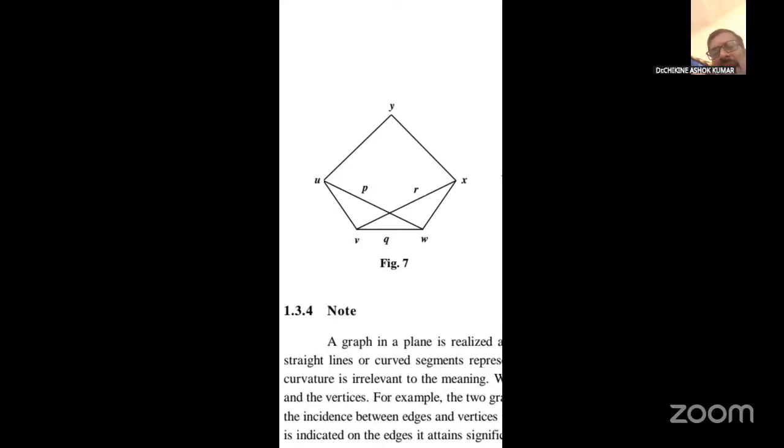Among these three, edge P and edge Q are the adjacent edges, whereas edge P and edge R are not adjacent edges. Why? Because these two are intersecting. Two intersecting edges do not come under adjacent edges. That's why P and Q are the only two adjacent edges in this figure, whereas P and R are not adjacent edges.